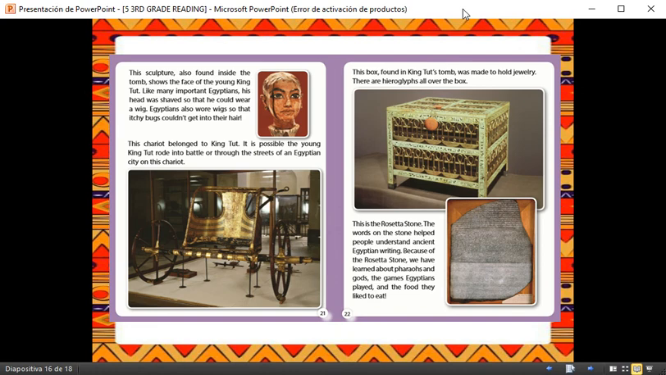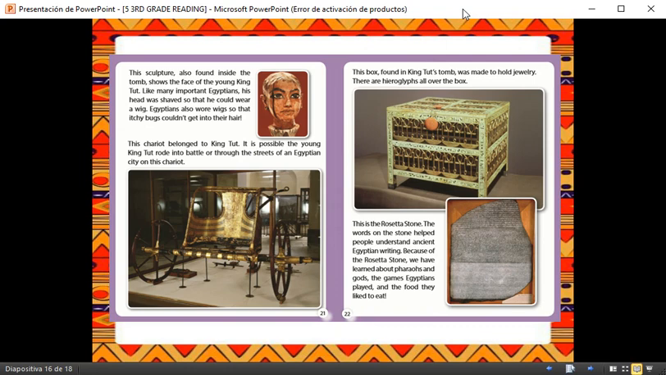This chariot belonged to King Tut. It is possible the young King Tut rode into battle or through the streets of an Egyptian city on this chariot. This box, found in King Tut's tomb, was made to hold jewelry. There are hieroglyphs all over the box.